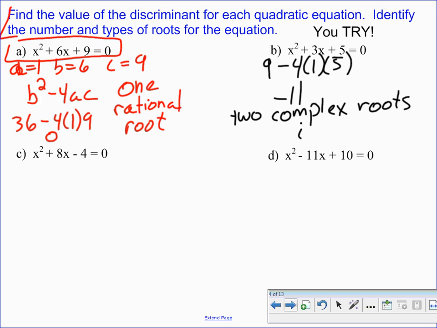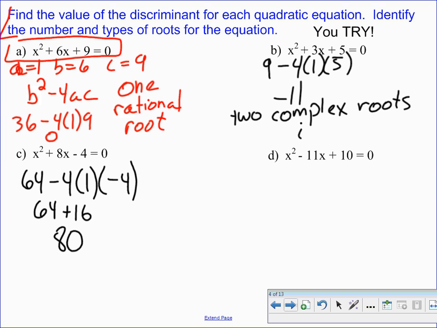For this third one, we would get b squared minus 4 times a times c, or 64 plus 16, which is 80. 80 would be what winds up under the radical in the quadratic formula, which is not a perfect square, so we will end up with two irrational roots.